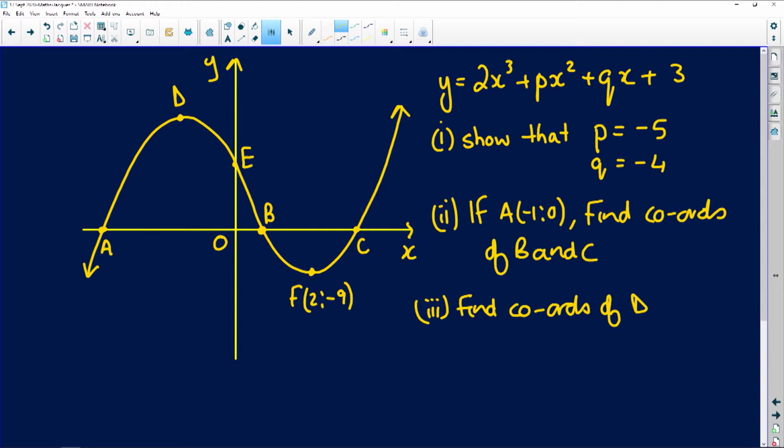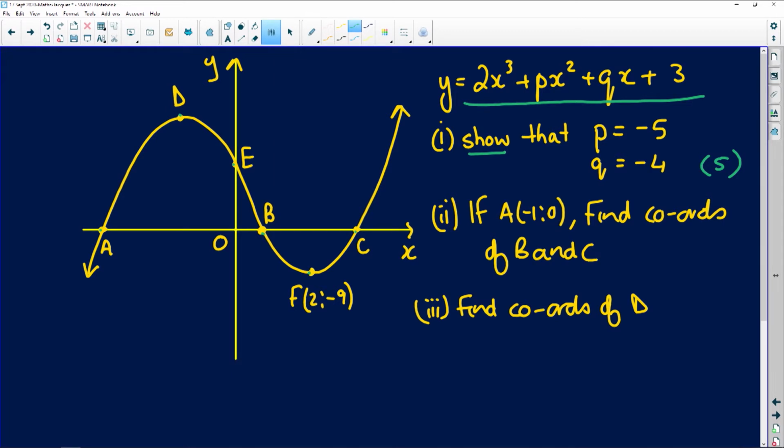Okay, they tell us the following. We have a figure, a cubic curve, which is represented by this equation. D is a turning point, and so is F. A, B, and C are x-intercepts, and E is a y-intercept of the curve. Now, they ask us to show, for 5 marks, that P is minus 5 and Q is minus 4.